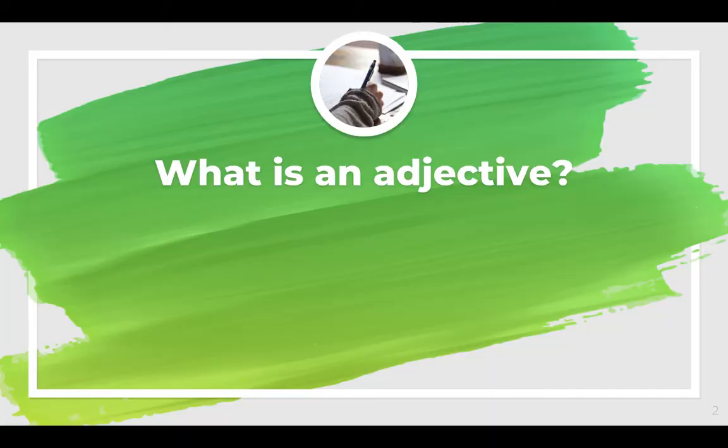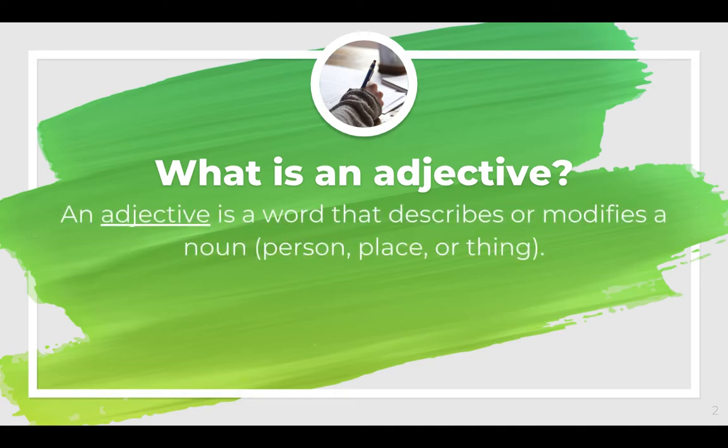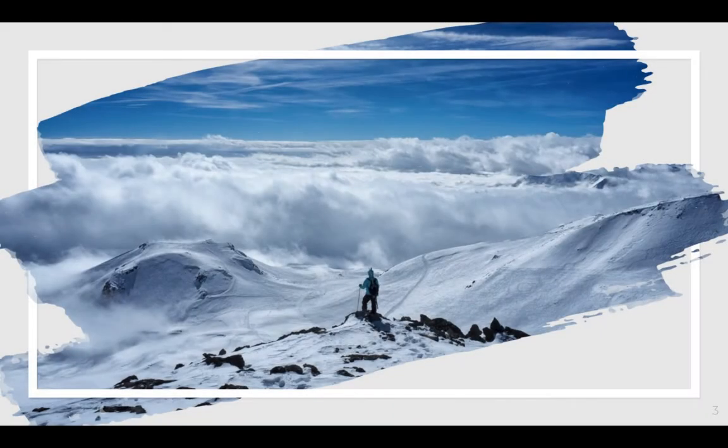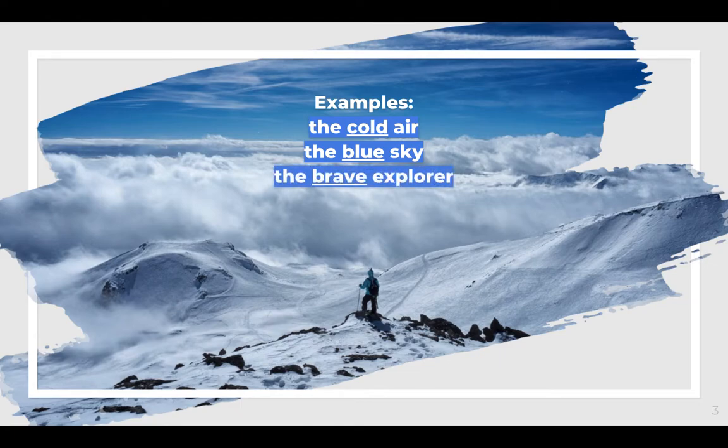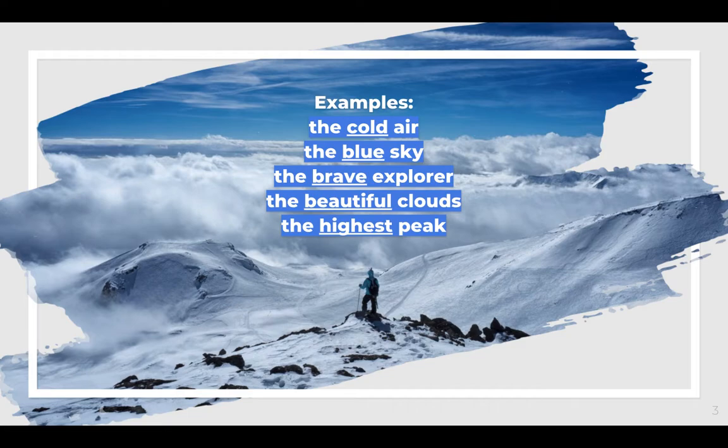Now, of course, I know you're already asking, what is an adjective? Well, an adjective is a word that describes or modifies a noun, which is a person, place, or thing. For example, we might have the cold air. Cold describes air. Or the blue sky. Blue describes sky. The brave explorer. Brave describes explorer. The beautiful clouds, beautiful describes clouds. The highest peak, highest describes peak. Therefore, all these words that are underlined are adjectives.